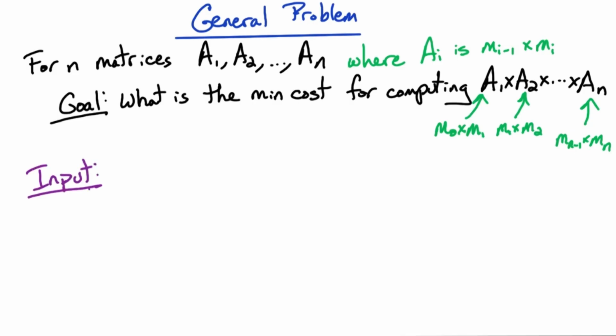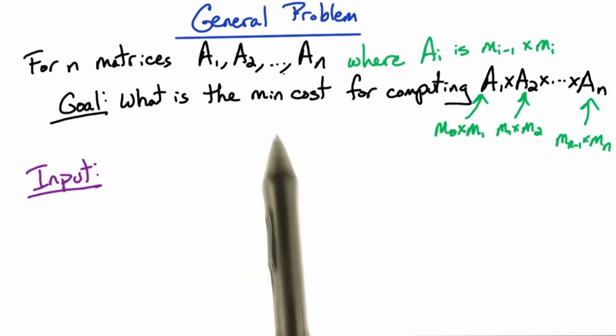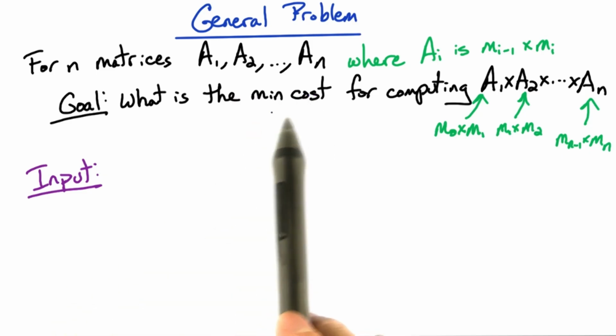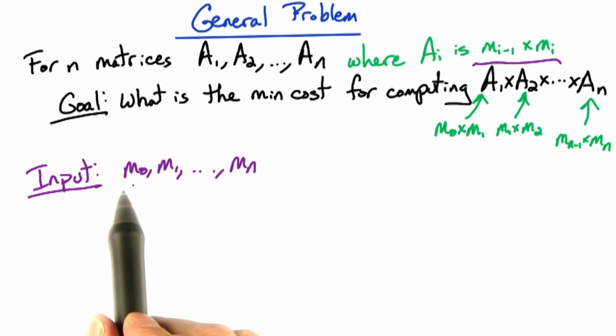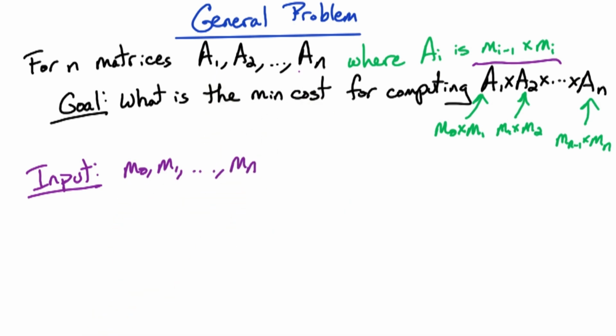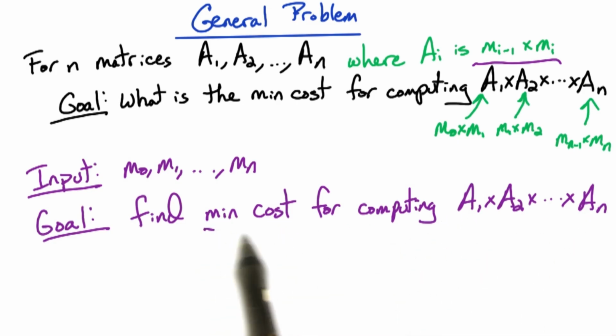All we need for this problem is the sizes of these matrices. We don't need to know the entries of the matrices, given our cost. Our cost just depends on the sizes of the matrices. Therefore, the input to the problem are these sizes, these n plus 1 parameters defining the sizes of these n matrices. And our goal is to find the minimum cost for computing the product of these n matrices. And we're just outputting the minimum cost. If we can do that, then we can go back and figure out the parenthesization which realizes that minimum cost.